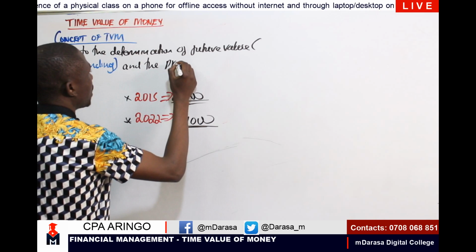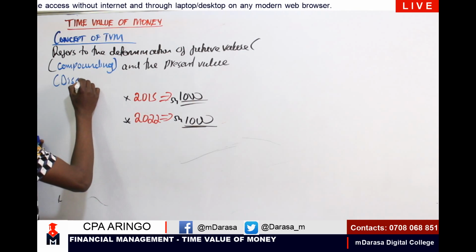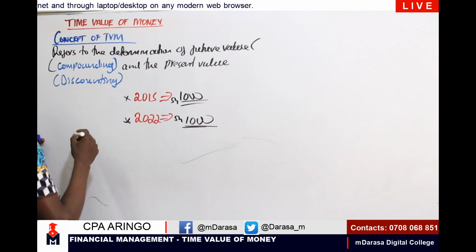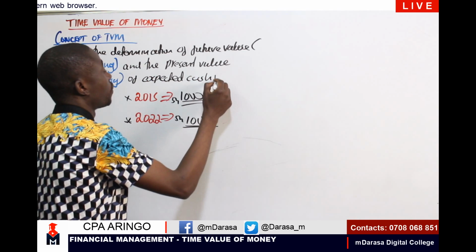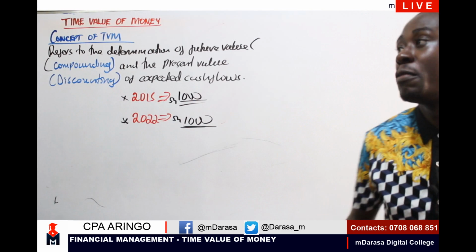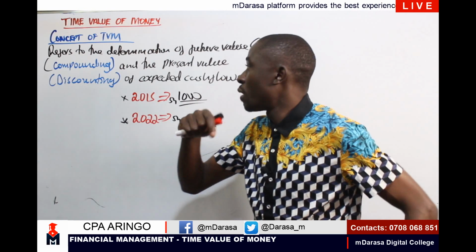Which in this case, my good students, we are referring to as what? We are referring to this as discounting. And the present value, which you are referring to as what? As discounting. Discounting of expected cash flows. That's what we are referring to as the time value of money. Basically, you're looking at the determination of the future value, which you're terming as compounding, and the present value, which you're referring to as discounting, of the expected cash flows.